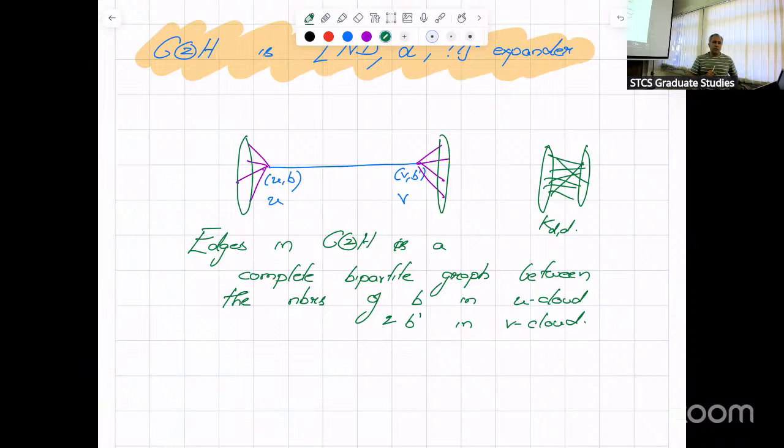So this operation is just: you take G, replace every vertex of G by two clouds, and then put all possible edges. Yes, that's exactly the thing. Suppose H was a complete graph with self loops also put in. Then this is just replacing every vertex with a cloud of vertices and putting a complete matching between them.